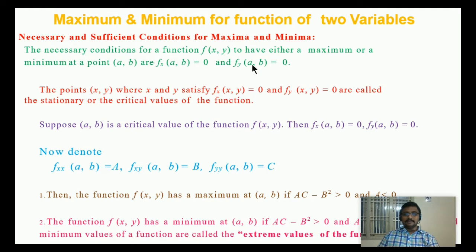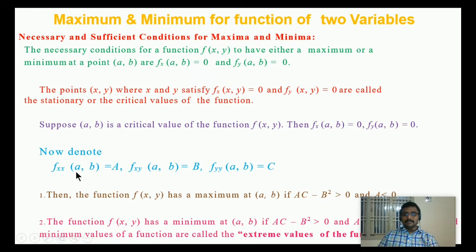The points (x,y) where x and y satisfy fx at (x,y) equal to 0 and fy at (x,y) equal to 0 are called the stationary points or critical values of the function. Suppose (a,b) is a critical value of the function f of x,y, then fx at (a,b) equal to 0 and fy at (a,b) equal to 0.